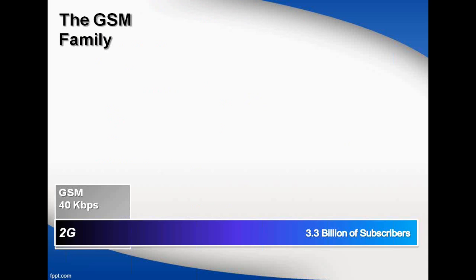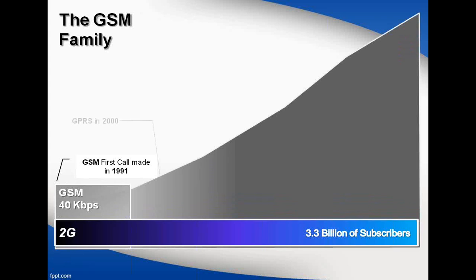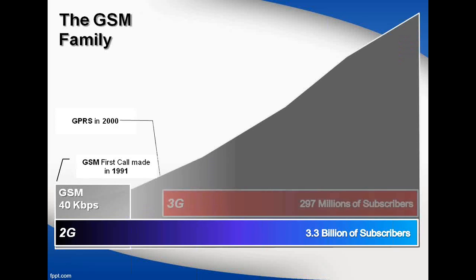Then here we have the GSM family. Initially, as per the statistics, we could say GSM operates at 40 kbps with 2G subscribers of the figure 3.3 billion. The first call was made in 1991. This is just going to talk about the subscriber statistics from 2G to 4G. It's just informatory, not related to the technical components. So the first GSM call was made in 1991 and then GPRS in 2000. So altogether it forms the 2.5G.